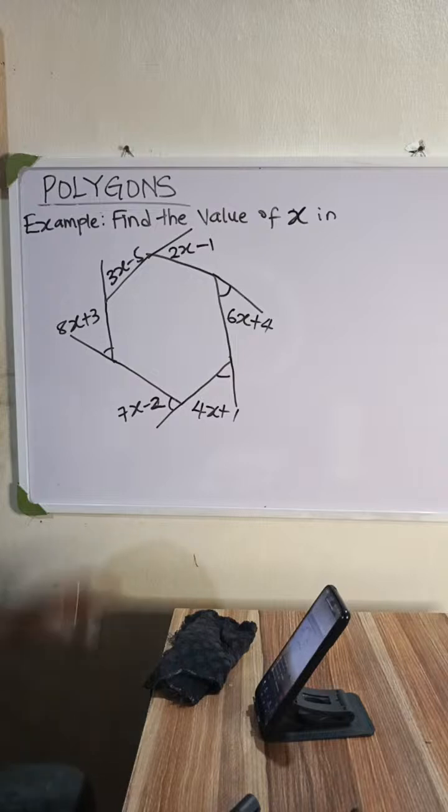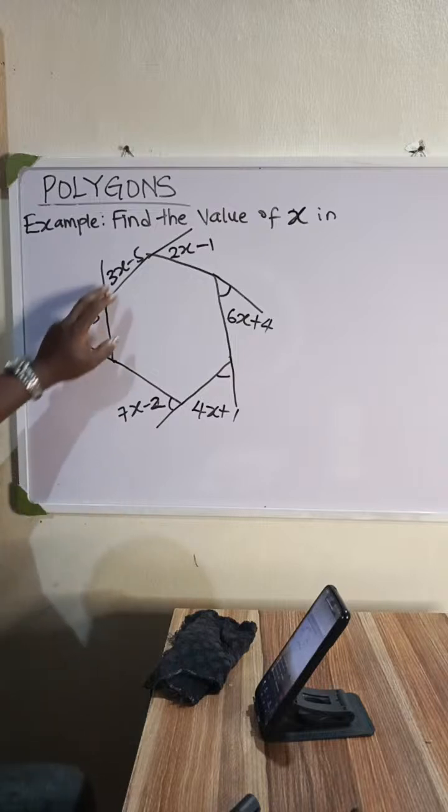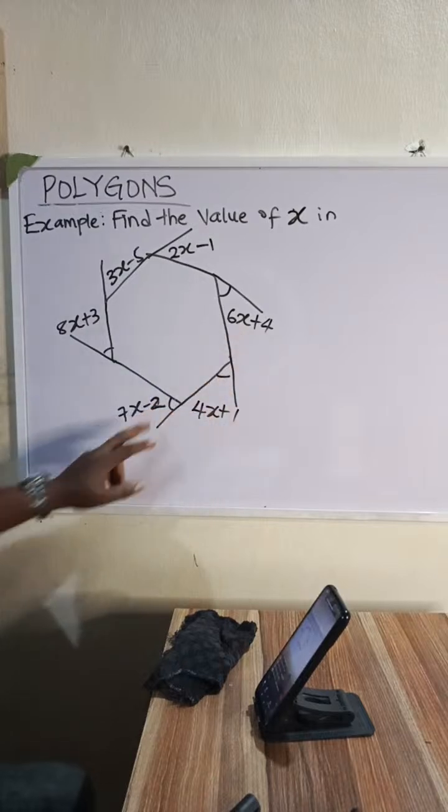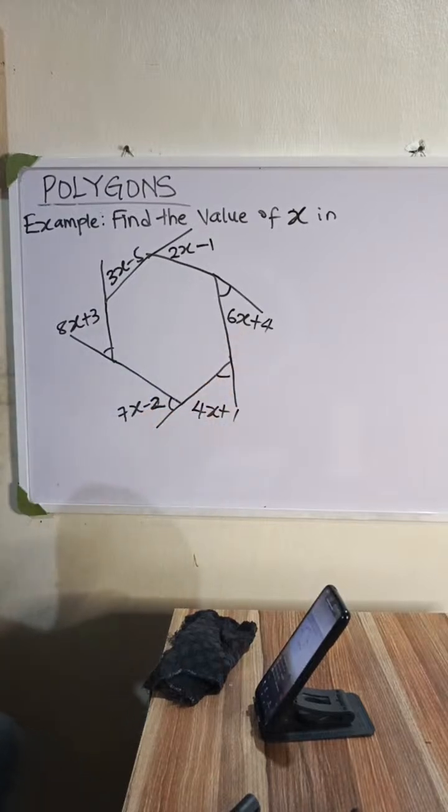Okay, now let's look at this. How many angles do we have here? 1, 2, 3, 4, 5, 6. So what type of polygon is this? Hexagon. Okay, hexagon, correct. So it's a hexagon.